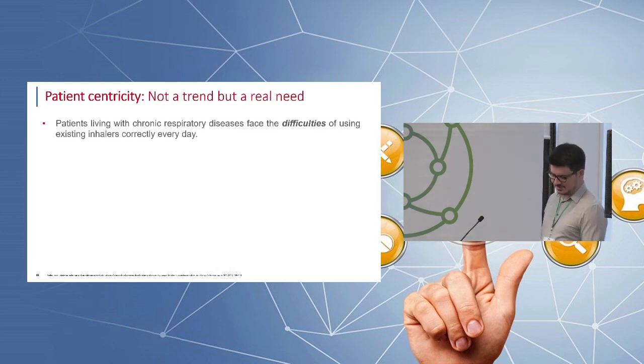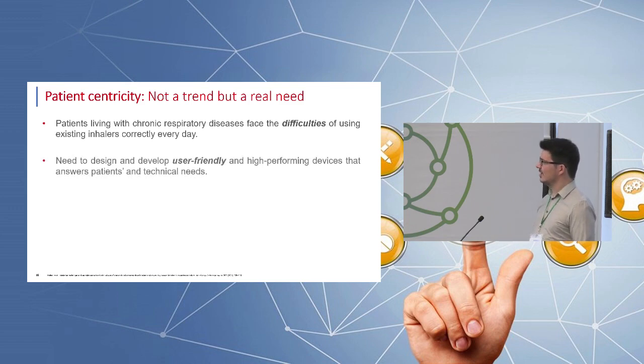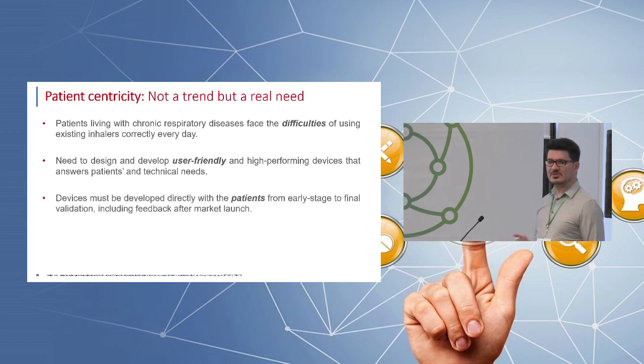So in a nutshell, when we talk about patient centricity and inhalation devices, this is not a trend, but a real need. If you think about patients and chronic diseases, they have to live with their respiratory issues, and they have a lot of difficulties, and they need to use the inhaler every day, 1, 2, 3 times. So there's a need to design inhaler devices which are really user-friendly and can be intuitively used from the patient's perspective. Like I mentioned, in order to implement patient-centric drug product design, you need to involve the patient early into the development process.